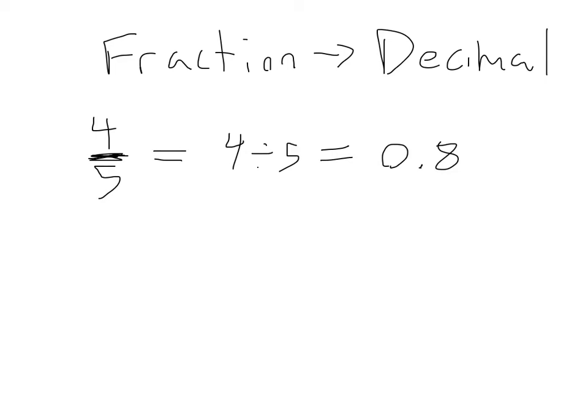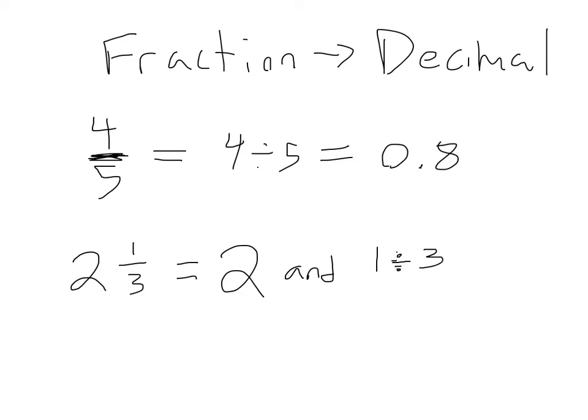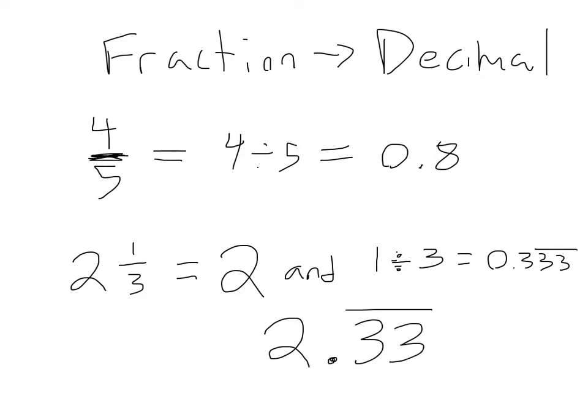Maybe you get a mixed number. That's a little harder. Maybe it's something like 2 and 1/3. Well, that's 2 and then you just do 1 divided by 3, and 1 divided by 3 is 0.3333 repeating, and so you get 2.3333 repeating. So it's set up for you. That division bar right here means divide.